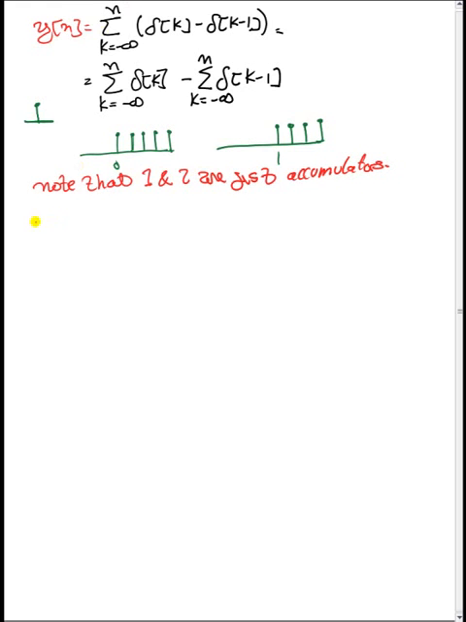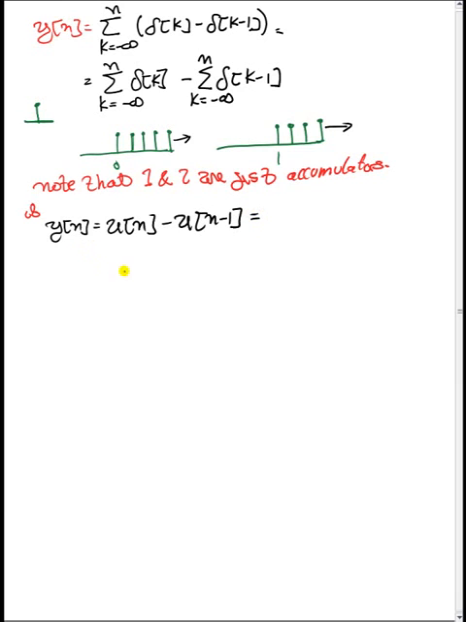So therefore, y of n, it's gonna be, and what is this, right? This is just a unit step. And that's just a unit step. So that extends all the way. Minus u of n minus 1.